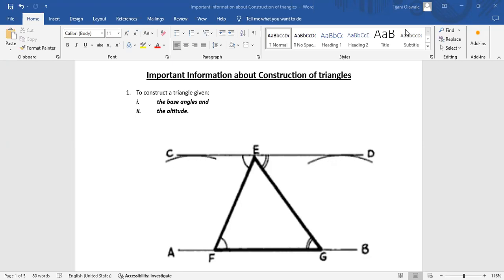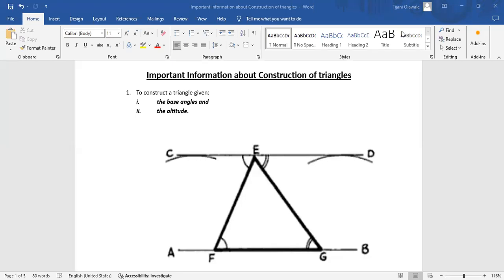And what I do here, I solve technical drawing problems and also provide very important information that will be useful for you to have a better performance in your technical drawing examinations or engineering drawing examination. And as I said, I usually provide important information solving technical drawing problems. And now, I'm here to share very important information with you about the construction of triangles.